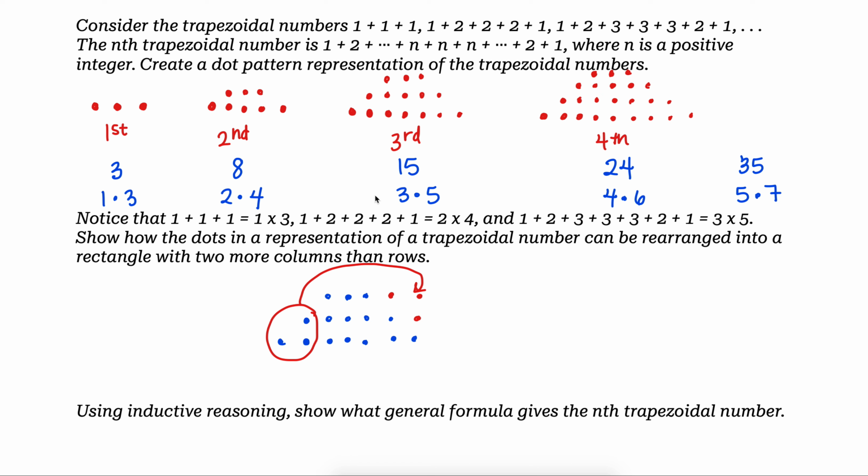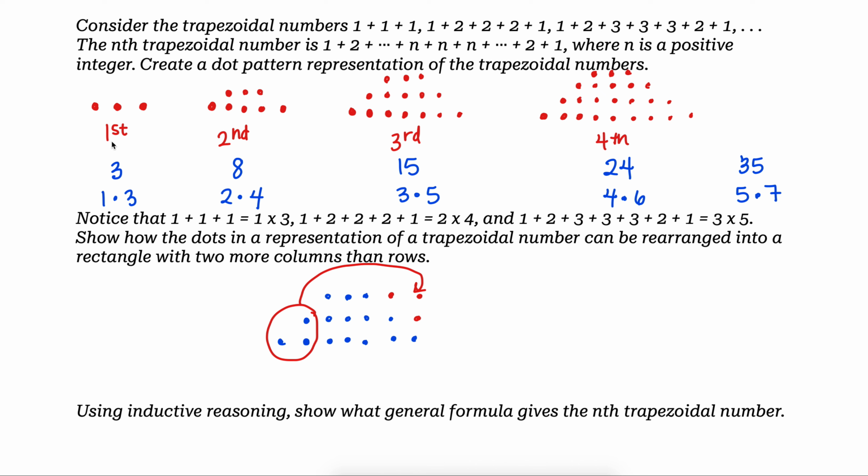You could keep going with this, but by this point, I think it's fairly easy to see what that pattern is. And it says using inductive reasoning, because we're not proving anything yet, we're just making a conjecture, just stating a generalization. What would the formula be for the nth trapezoidal number?